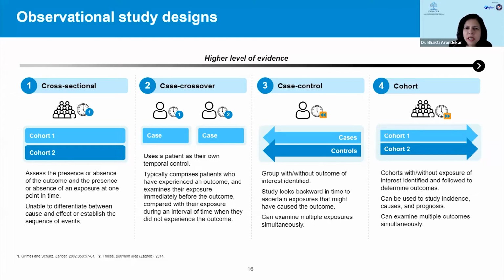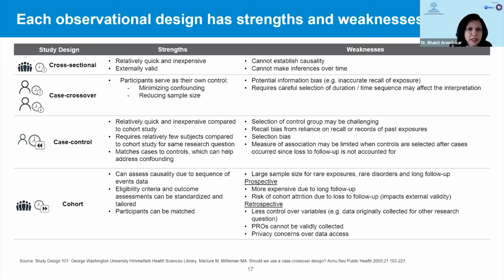And then the 4th type is a cohort study. A cohort study basically follows patients prospectively. It could be retrospectively done. In fact, the example that I'm going to use is a cohort study that was done looking at patients retrospectively. So these are the 4 types of observational study designs that can be implemented to generate real world evidence. Each of them have their own strengths and weaknesses.